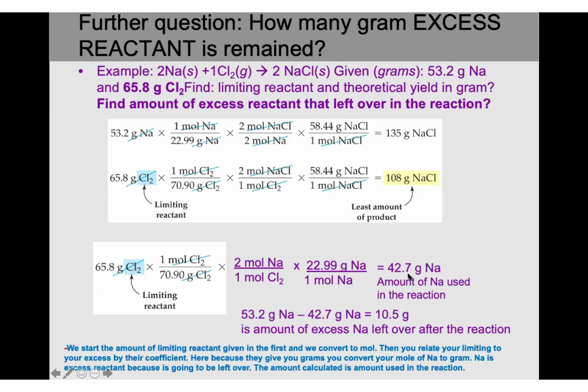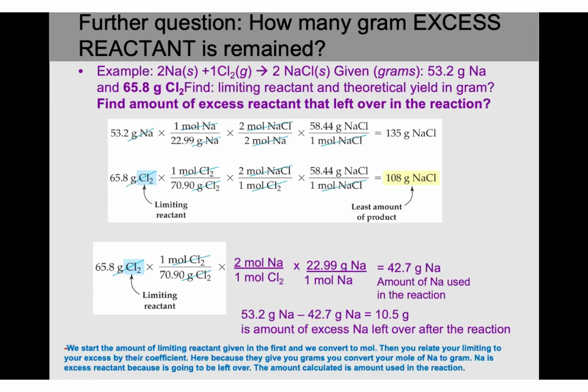So what is this 42.7 here, guys, grams? Is this our final answer? No, it's not the final answer, because I relate my excess with my limiting. So the limiting reactant is gone in the reaction. So this is the amount of sodium that is used in the reaction, reacted with chlorine already.